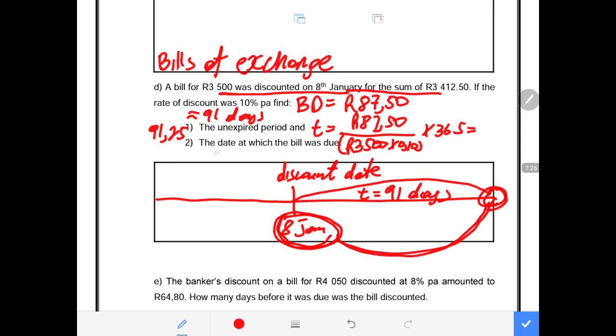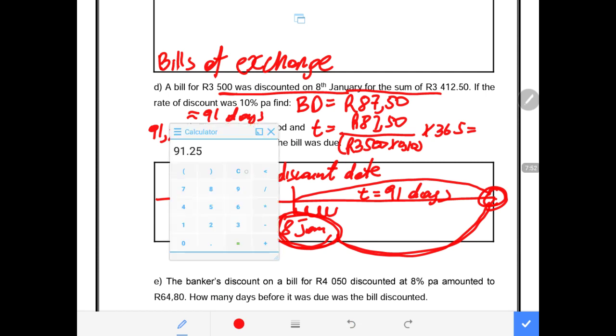So we are required to calculate the date at which this bill was due, meaning we need to calculate the number of days where we start from now, 9, 10, 11, 12 of January up until the 91st day. Then when we reach the 91st day, that will be the date on which this bill was due. So now let us do that calculation very slowly.